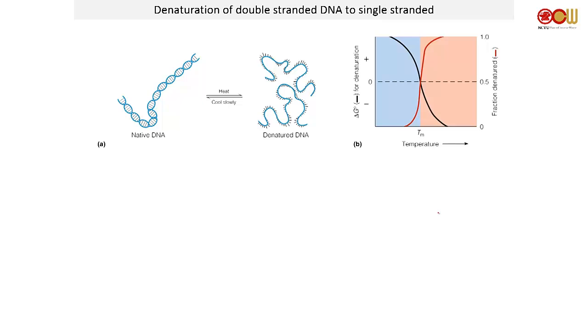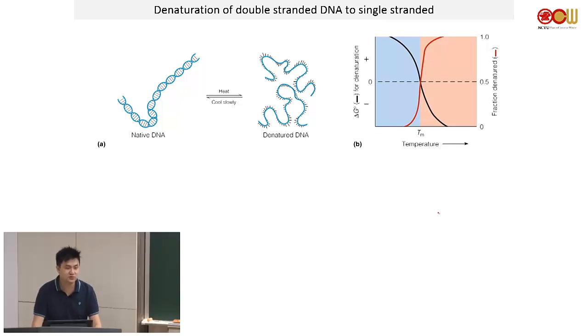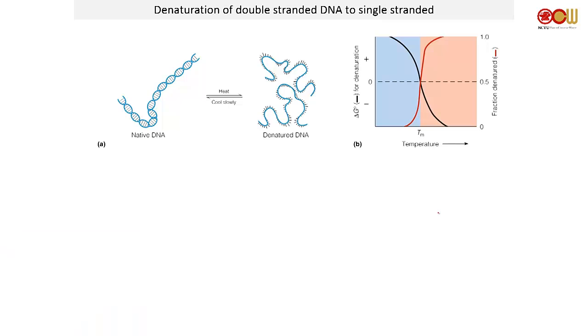So let's first talk about the denaturation of double-stranded DNA to single-stranded. DNA usually is double-stranded. However, if you apply enough heat to it, DNA wants to vibrate and move around. You increase their average kinetic energy, and what happens is they acquire so much energy that the hydrogen bonds between the complementary bases holding them together are no longer enough to keep them there, so they break apart. This is called denaturation.